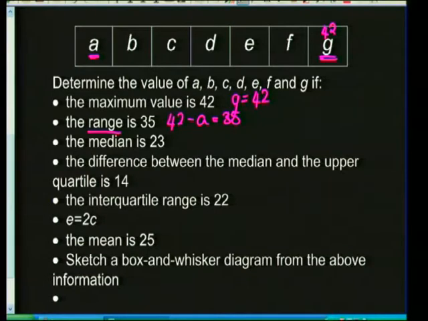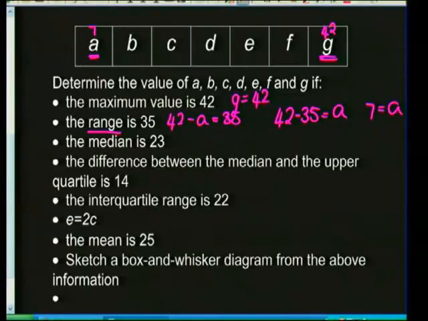We can say that, let's bring our 35 to the left, and let's take our A to the right. And 42 minus 35 is giving us a difference of 7. So therefore, the lowest value in your number set is actually 7. Okay, so we can fill that in over there.